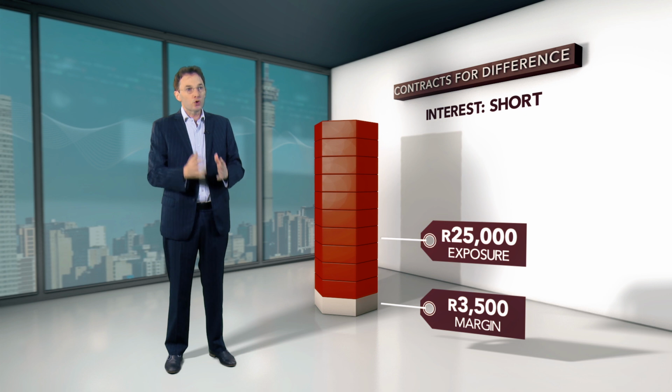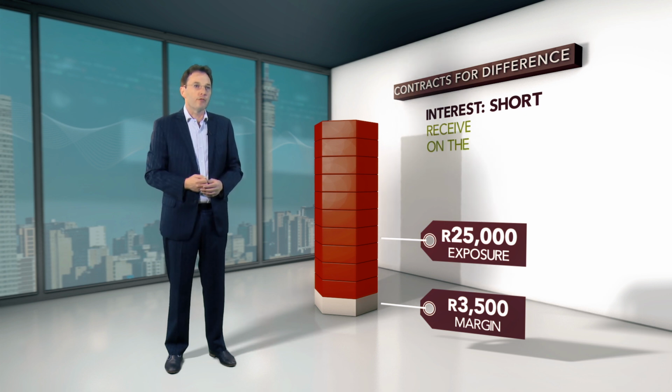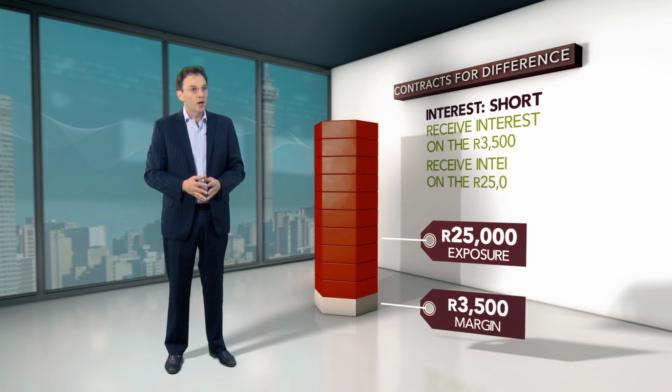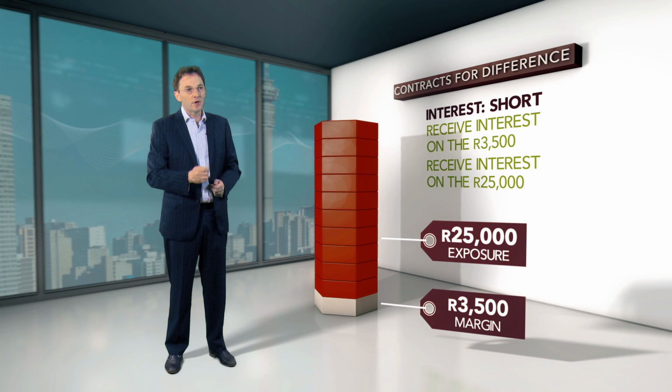If, however, you are short with the exposure of 25,000 Rand and margin of 3,500, you'll still receive interest on the 3,500, but you will also receive interest on the 25,000 Rand exposure.